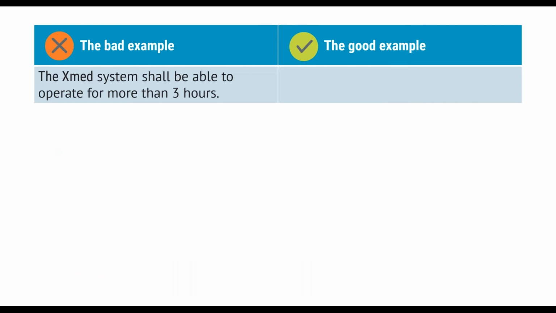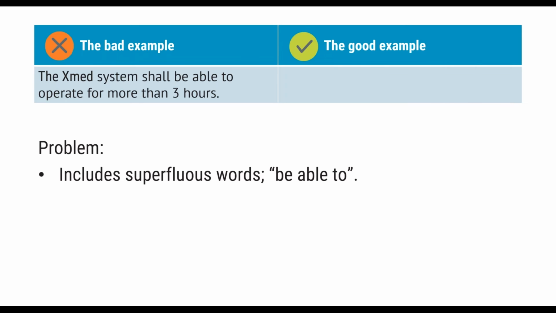So here's another example. The XMed system shall be able to operate for more than 3 hours. What's the problem here? Well, the problem is that it includes superfluous words, namely be able to. These words do not add any value to this requirement, right? You can just remove them. The XMed system shall operate for more than 3 hours. Then you know what the requirement should be.